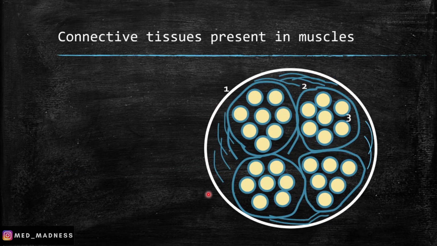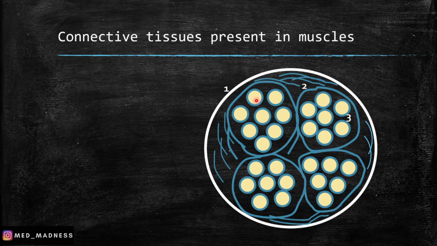So here is the cross section of a muscle, for example, say a biceps. Here you have the muscle fiber, or you say the muscle cells. The reason why we call the muscle cell a muscle fiber is because it is so elongated and very different from a typical cell. That's why we call it a muscle fiber.